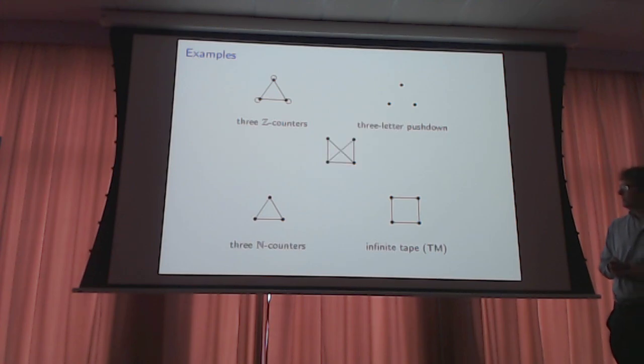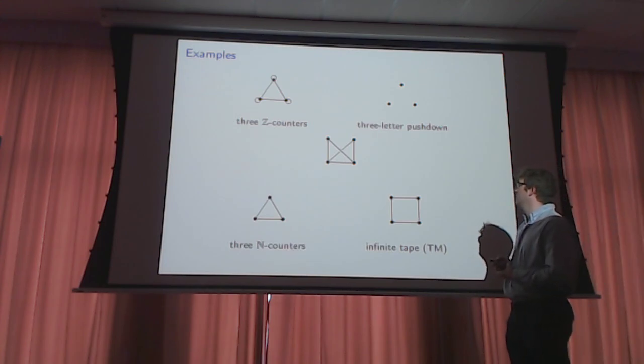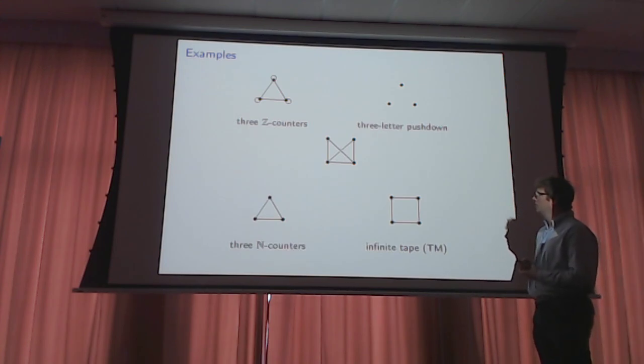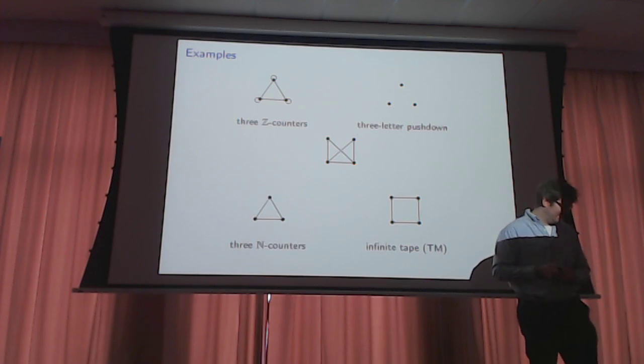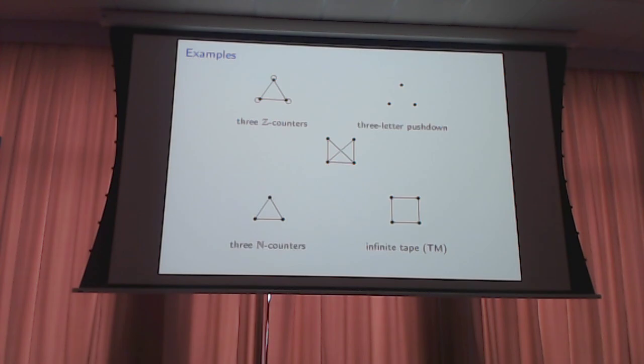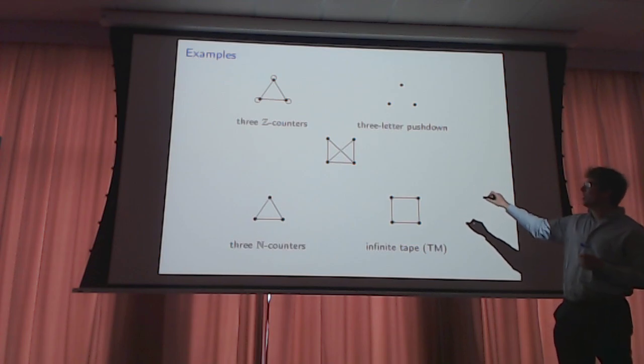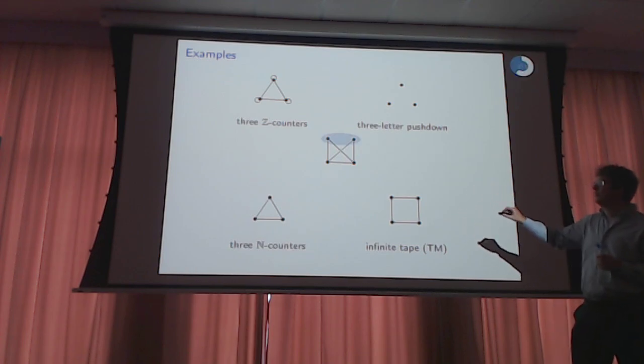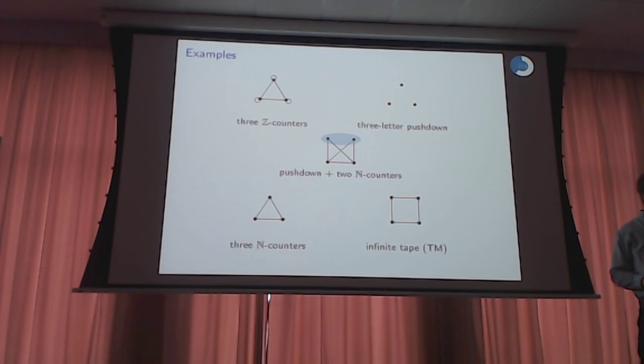And a final example that you can understand using a similar argument. Does anyone see what this would be? Yes, exactly. So Sylvain got it right. The 2 topmost give you a pushdown, and then you have 2 extra counters. So this would be a pushdown with 2 extra counters.